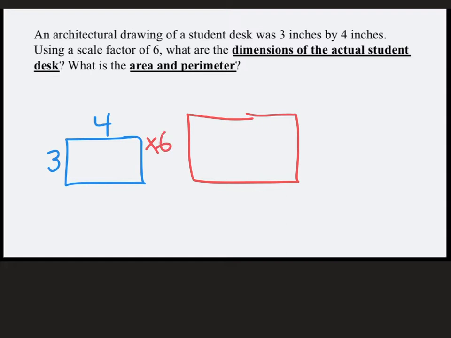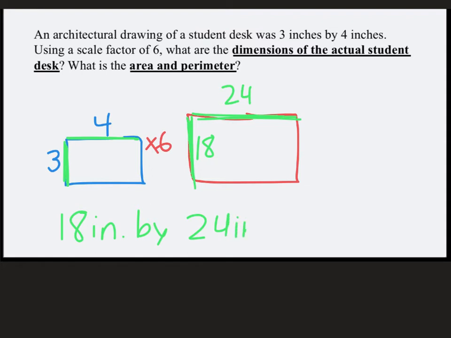So that means my side, my 3 here, times 6 can get me the side length, which would be 18. And then my width, which was 4, corresponds to my width of the actual desk. 4 times 6 would be 24. So my dimensions of the actual student desk would be 18 inches by 24 inches.